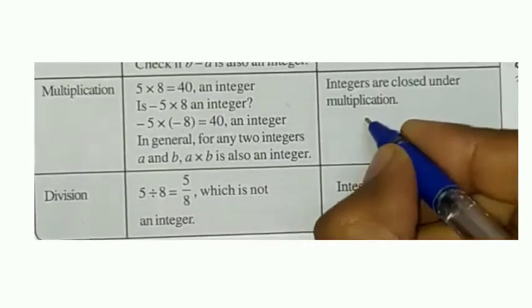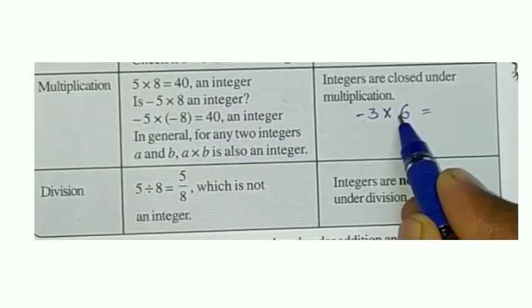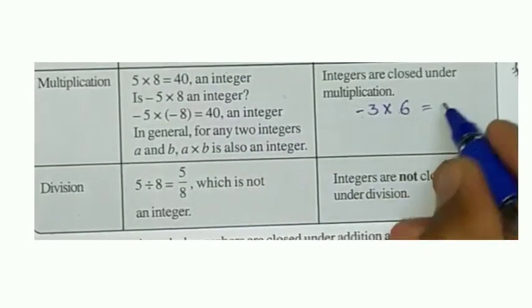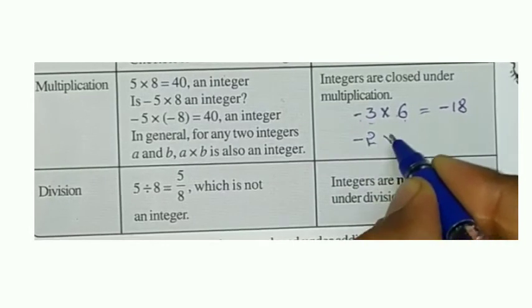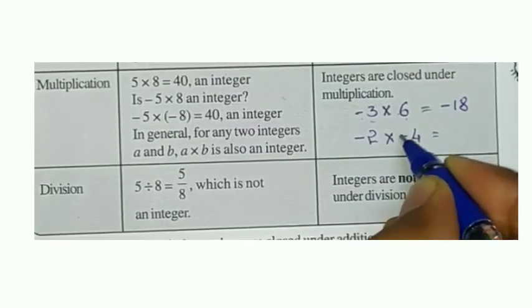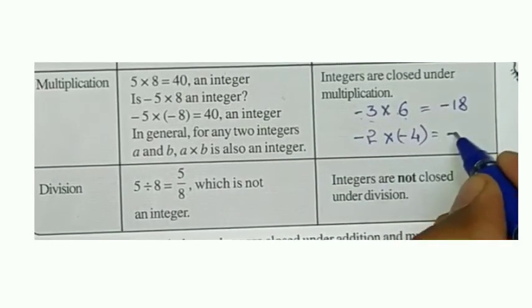Take some examples. Minus 3 into 6 I will take. So here minus is there, here if there is no sign, it means always plus. Minus into plus, minus only. So 3 6s are 18. Again take another one, minus 2 into minus 4. Always write it in brackets, it's good. So minus into minus is plus, so 2 4s are 8. So again we are getting integers here.